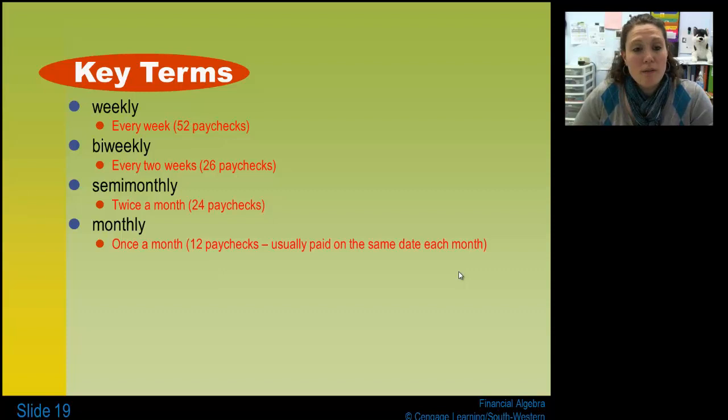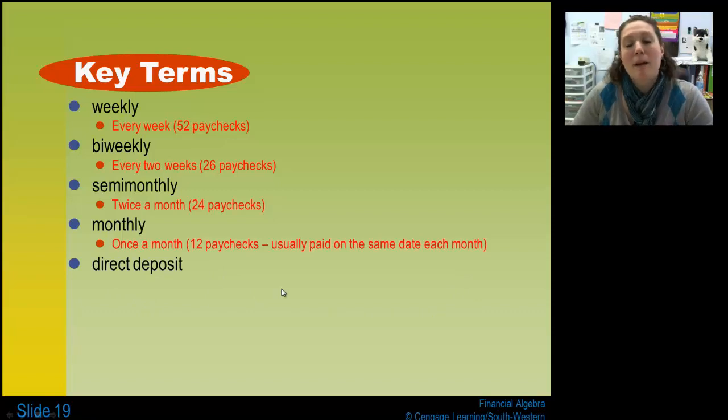Usually the company that you work for, if they pay you monthly, you're going to be paid on the same date of each month. So if their payday is on the 15th, every 15th you will be paid. Then we have direct deposit.